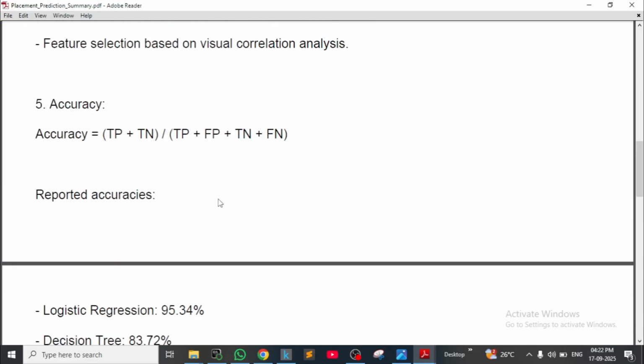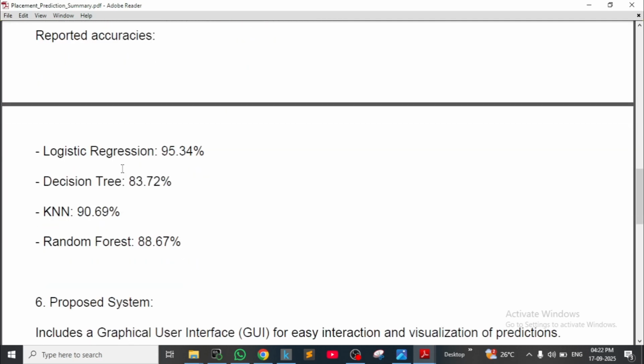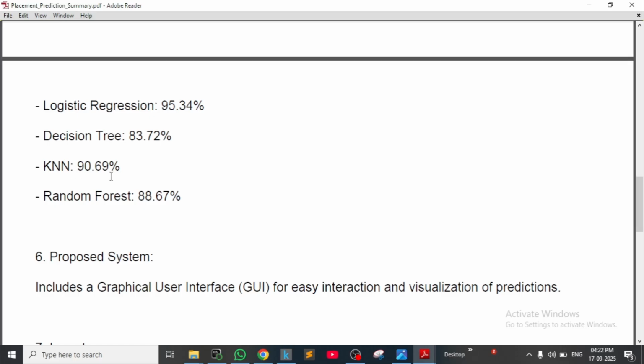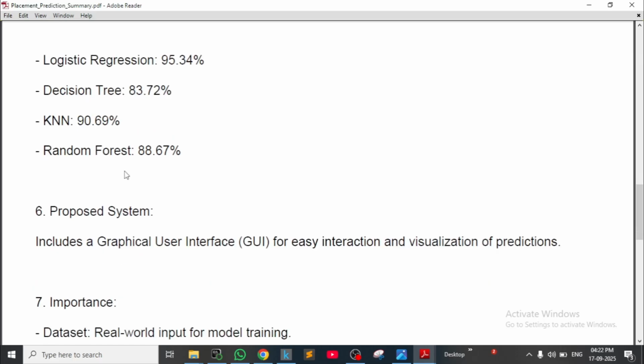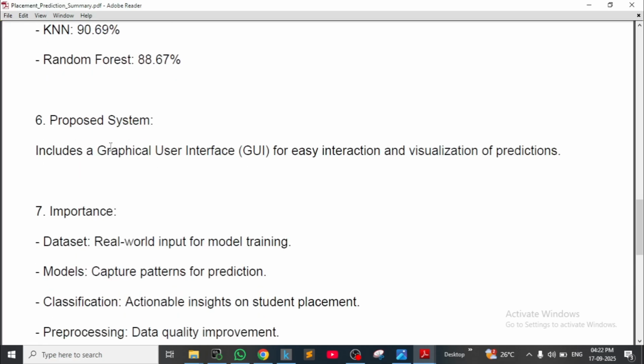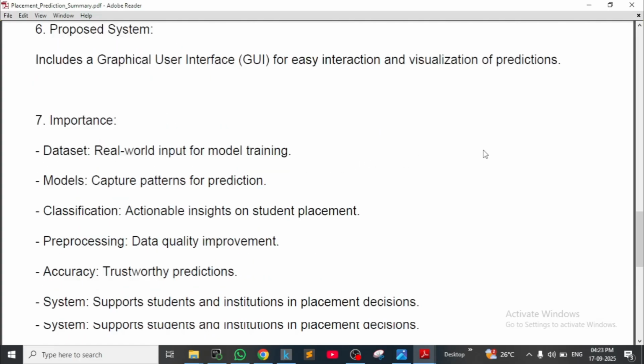Coming to the accuracy they got, accuracy is equal to TP plus TN over TP plus FP plus TN plus FN. Reported accuracies: logistic regression they got 95.34 percent, decision tree 83.72 percent, KNN 90.69 percent, and random forest 88.67 percent. Now coming to the proposed system, including a graphical user interface, GUI, for easy interaction and visualization of prediction.